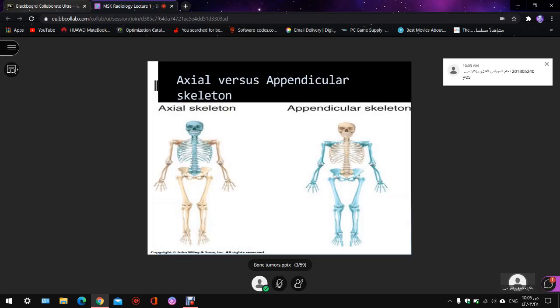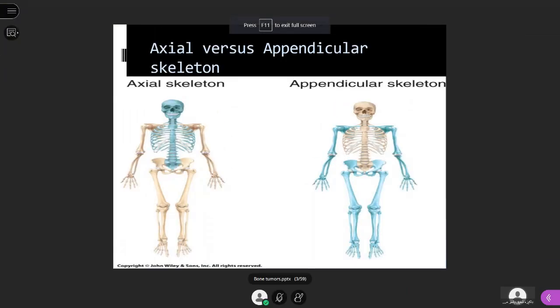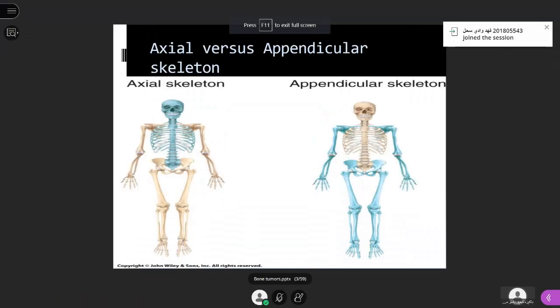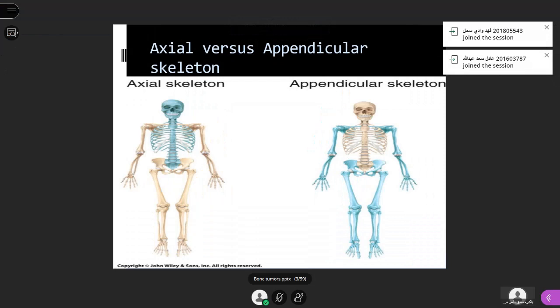Okay, so today we are going to start the musculoskeletal system, and the first lecture is on bone tumors. You know that there are two types of skeleton from anatomy. From the knowledge of your anatomy, you know that there is the axial skeleton versus the appendicular skeleton. Now, what is the difference between the two?